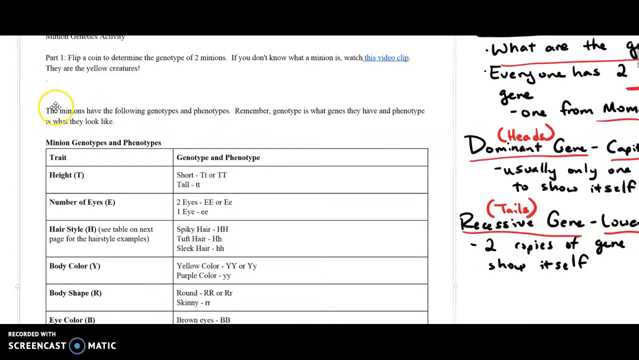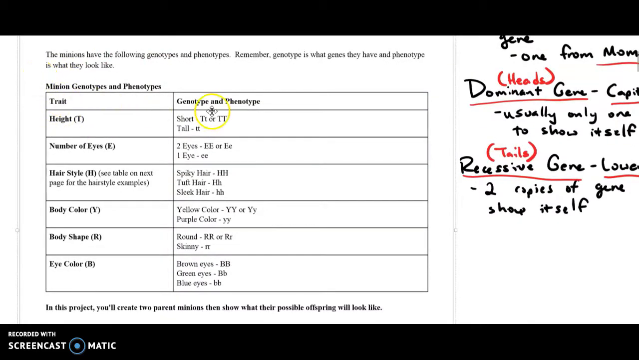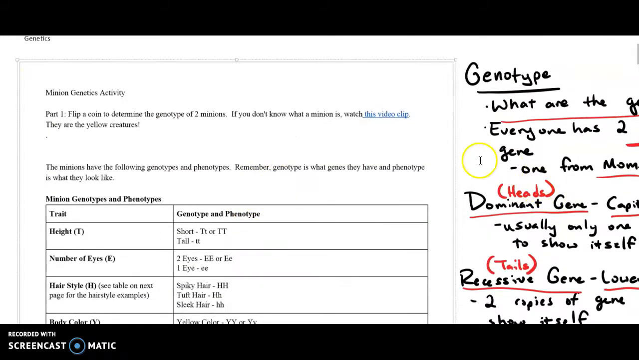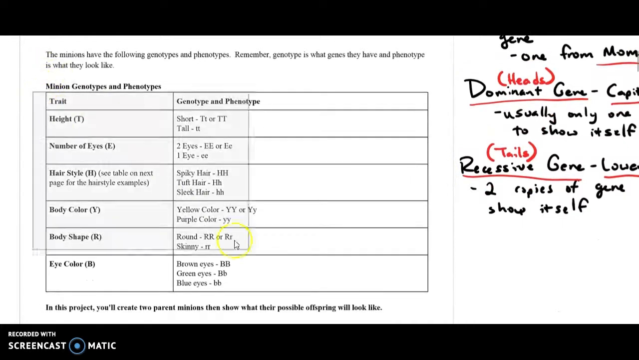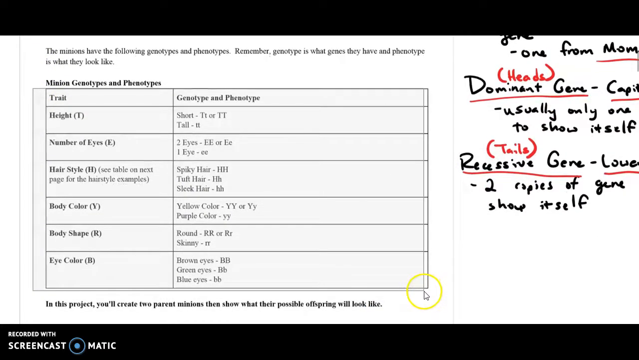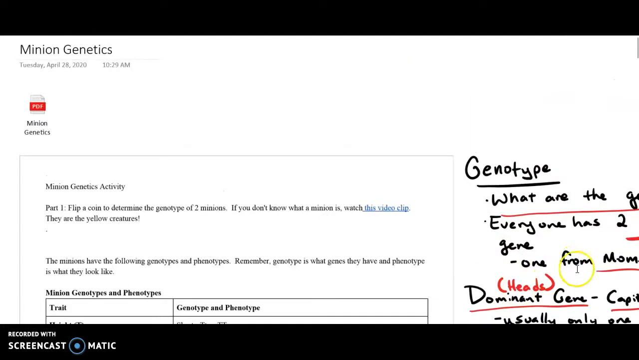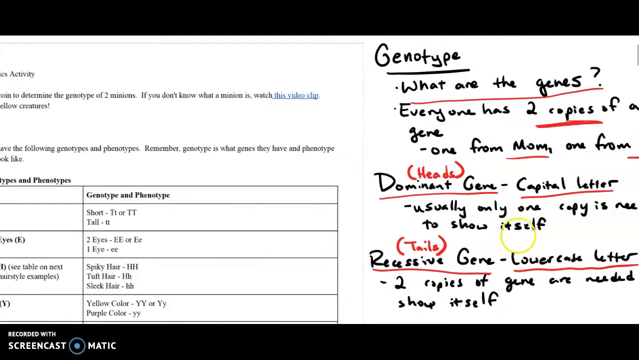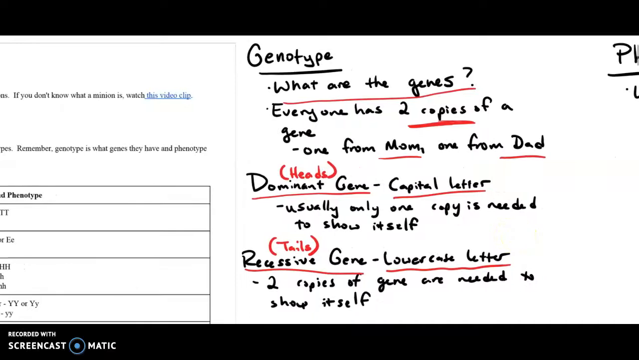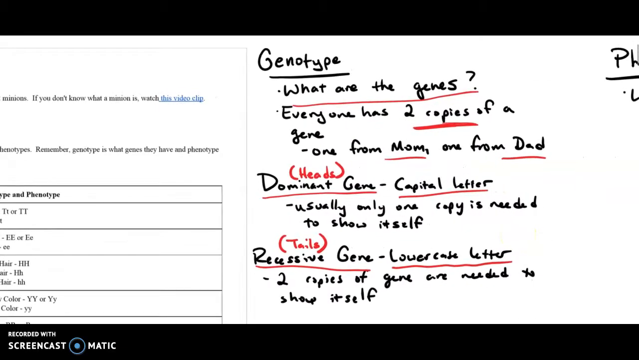So I just made up some traits they have here, and we're going to use this table to figure out what kind of minions you have. Okay, so the genotype would be what are the genes that they have, right? So everyone has two copies of a gene. We get one from mom, one from dad.